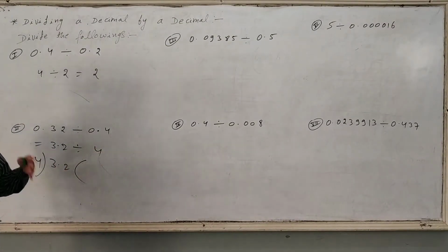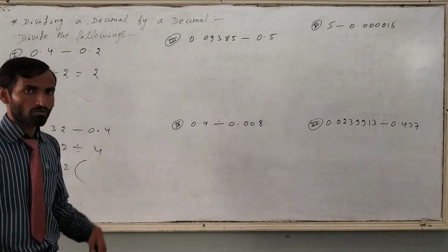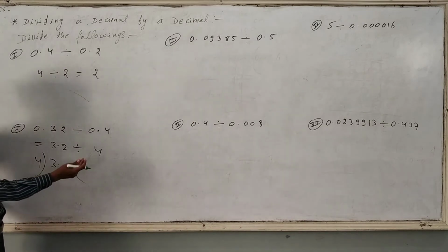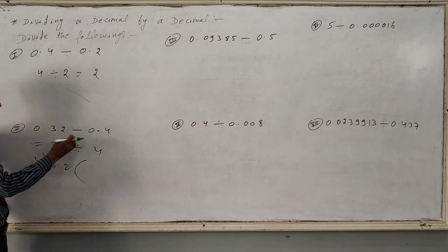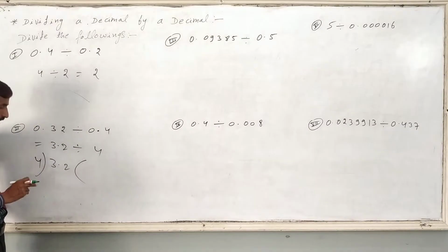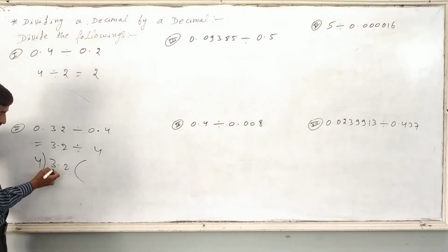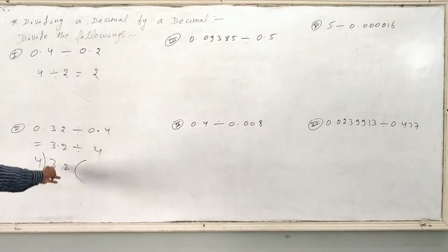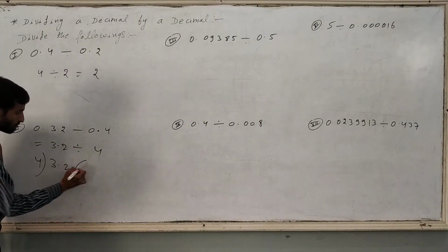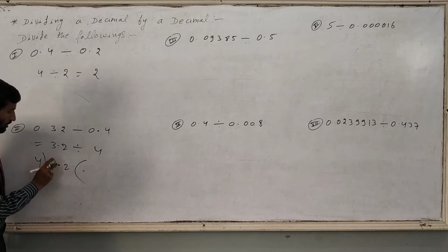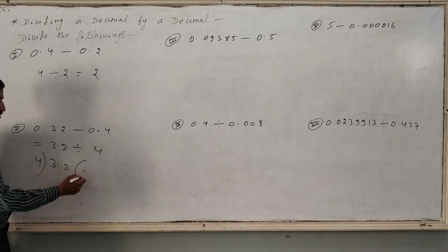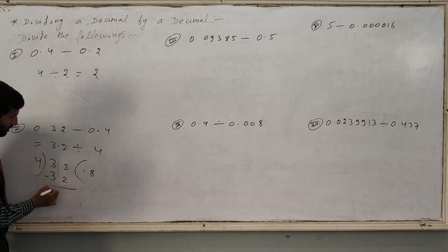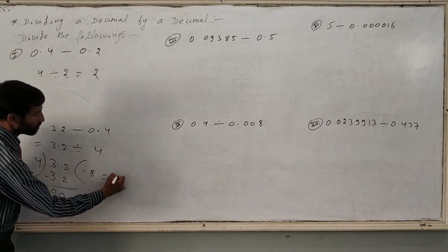Now we follow the same process as in the last video, where I explained dividing a decimal number by a whole number. This question is the same. Just 3 is there, and it is not divisible by 4, so we remove this point and put it in the answer. Then it becomes 32. We can divide 32 by 8. 8 comes, and 8 times 4 is 32. The remainder will be 0. So the final answer is 0.8.